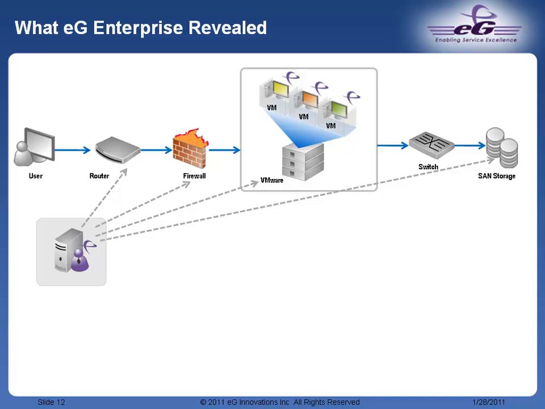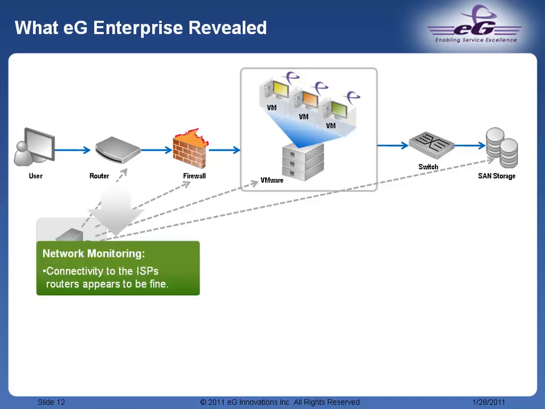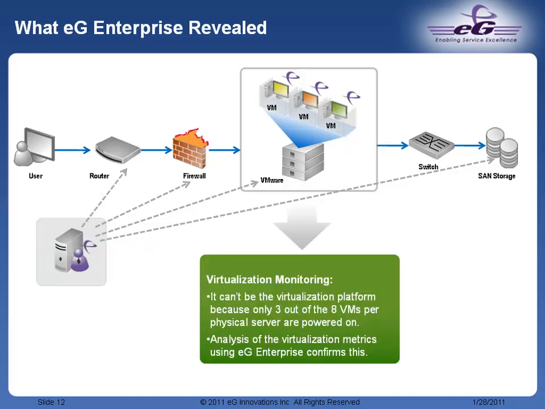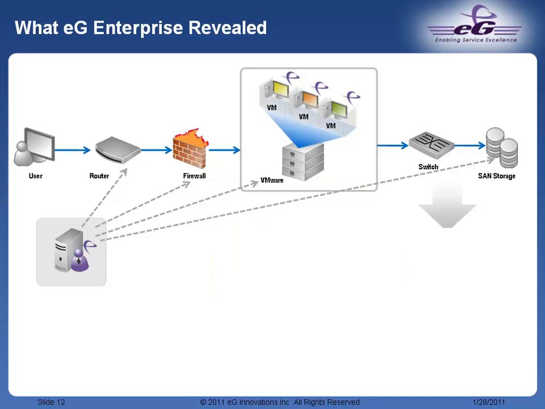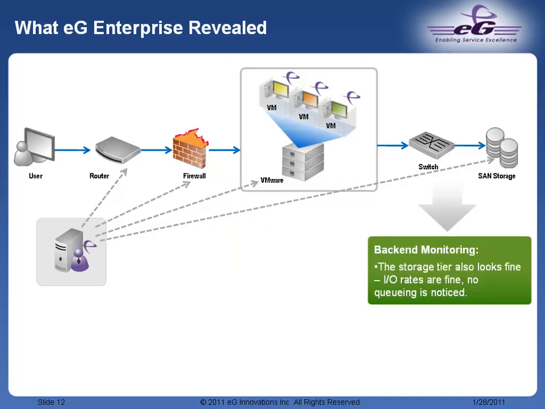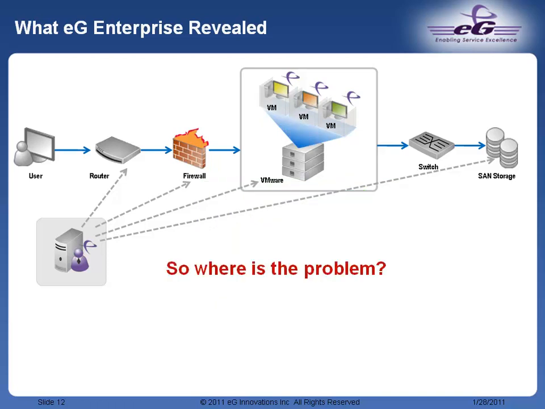Performance data from the EG Enterprise console revealed that connectivity to the ISP routers is fine. The virtualization platform is not overutilized because only 3 out of the 8 VMs per physical server have been powered on. The applications are up and running on the servers, and the Windows event logs on the VM show no errors. And the storage tier looks fine too. So where is the problem?